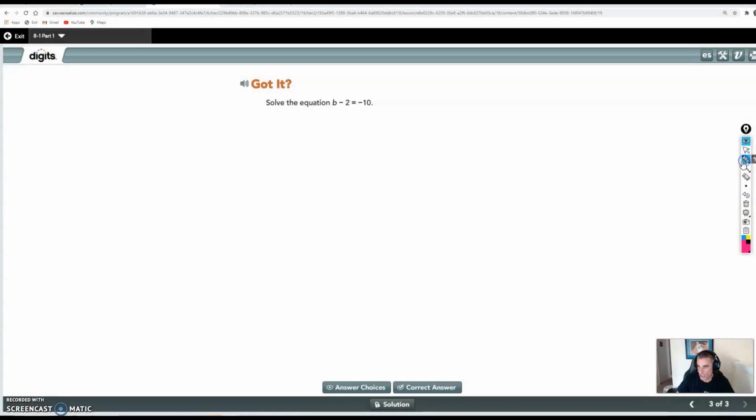Our first equation right here is b minus 2 is equal to negative 10. So I'm going to go ahead and rewrite that a little bigger. B is my variable. That's my unknown. That's what we're trying to figure out. And we know that if we subtract 2 from it, it's going to equal negative 10. So since we're subtracting 2 from our variable, we're going to do the opposite. And the opposite of subtracting 2 is adding 2.